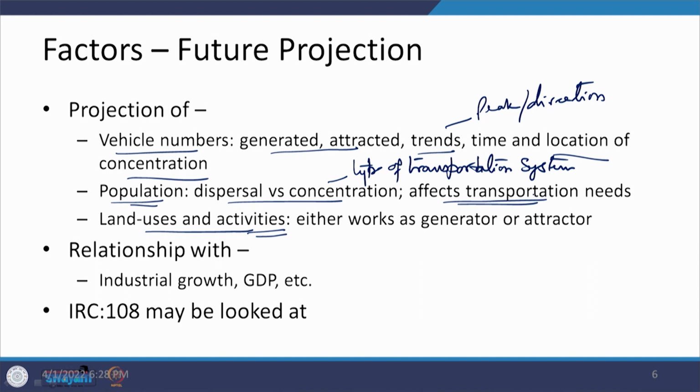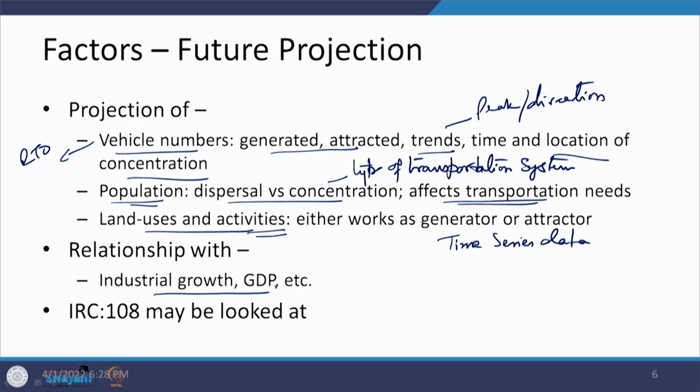When you are looking at these projections, this can be done with the help of time series data which is available. Say you are talking about the vehicle numbers; they may be available with the RTO office for different years, and from there you can work out what is going to happen in the 5th or 10th year. Or it can also be correlated with the industrial growth or the GDP of an area and so on. So, there can be different such indicators. In that direction, if you want, you can look at IRC 108 for the projection of various elements which we are going to look at, and specifically the vehicles.